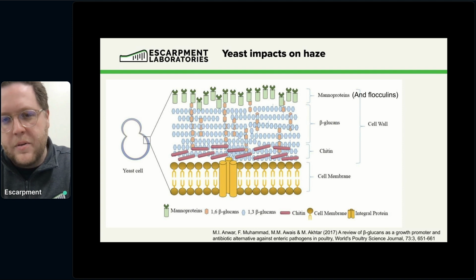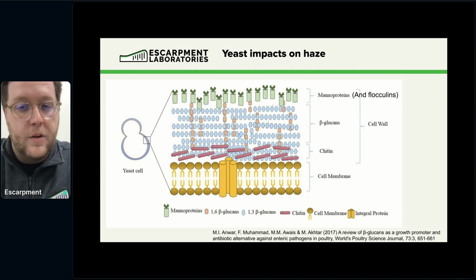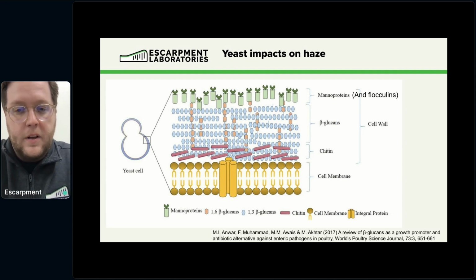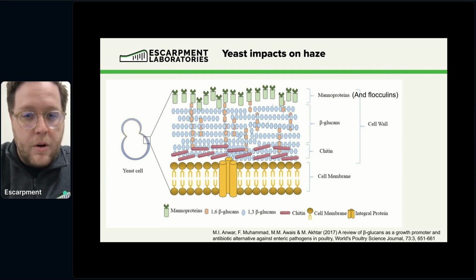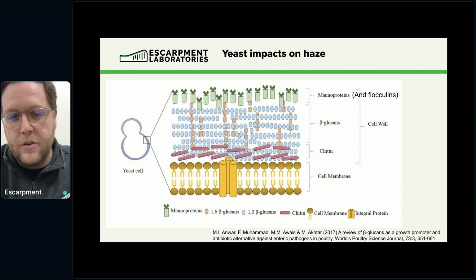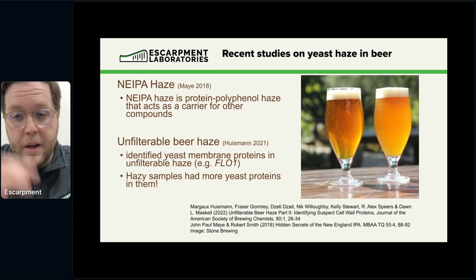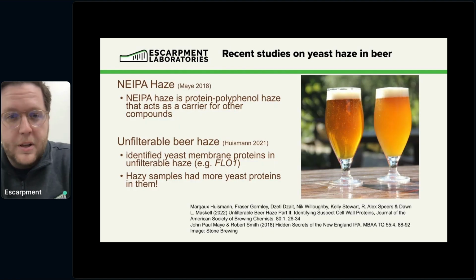So it's kind of cool. And also some of these other things like chitin and beta glucans. These can either be sheared off of the yeast cell wall or just interact with other things, other particles in the beer to impact haze. It's still poorly understood, unfortunately. But there has been some research, which is really good to see.